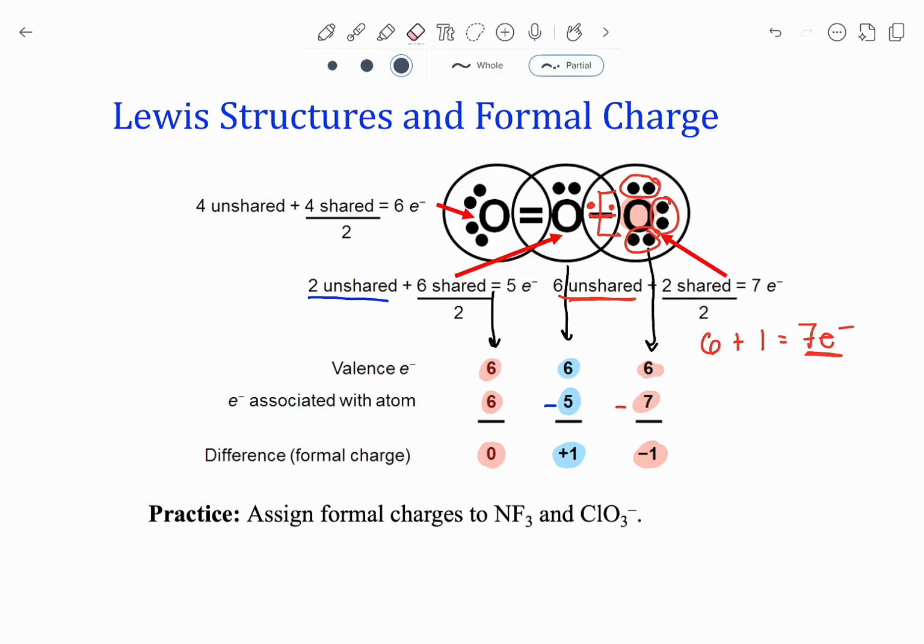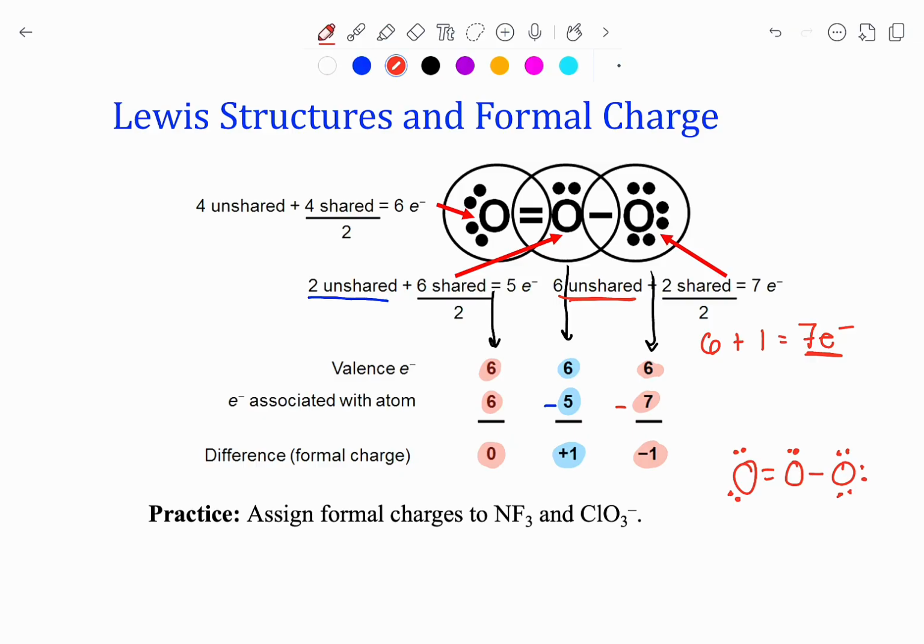So if I were to take this structure here and write it out, let's say we're in our ALEKS homework and it says write out this molecule, its Lewis structure, and then show its formal charge. Well, we would draw it as oxygen, double bonded to oxygen, single bonded to oxygen. This first oxygen has 1, 2, 3, 4 electrons. Middle has 2, and this last one has 3 pairs.